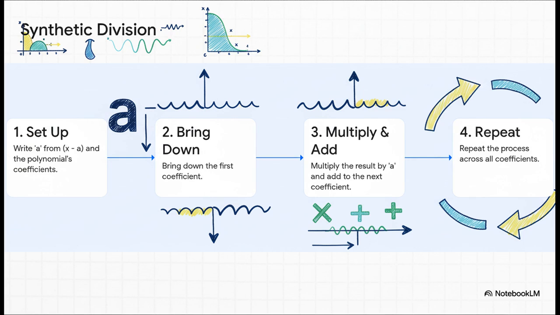You just take the root you want to test, let's say the number 2, and you write down the coefficients from your polynomial in a line. Then it's just a simple pattern. Bring down the first number, multiply it by your test root, add it to the next number, and repeat. Multiply, add, all the way to the end.